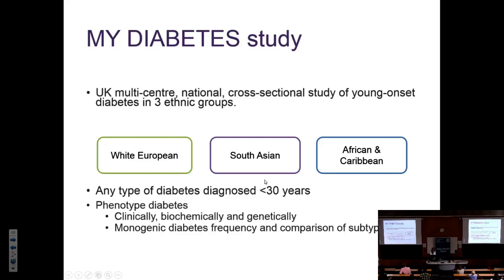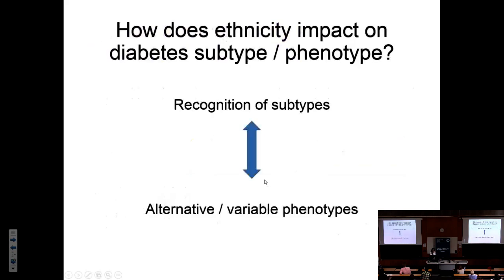The study was set up to actually look for monogenic diabetes, which is also hugely underdiagnosed in non-white ethnic groups, and I'll come on to that, but it offers us a great opportunity to just look at the phenotype of type 1 and straightforward type 2 diabetes across the ethnic groups. That study is in progress, and we're about a third of the way through recruiting, so we'll have some results hopefully by next year. But when I went back to this question of how ethnicity impacts on diabetes phenotype, I sort of broke it down, and I think there's obviously an effect on the recognition of subtype, but there's also an effect on the fact that types of diabetes may be slightly variable in their presentation.